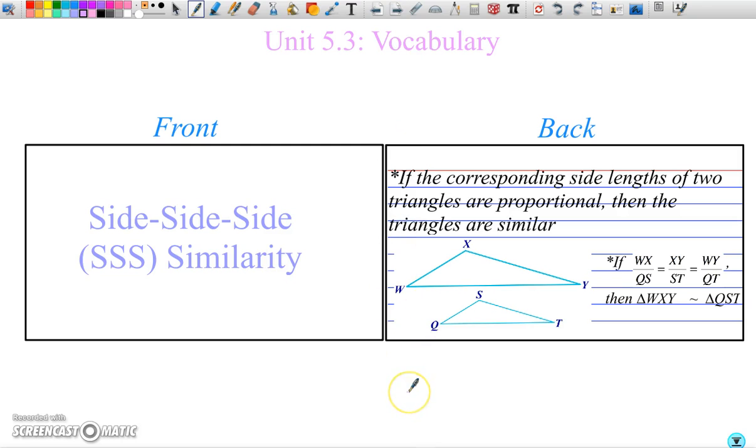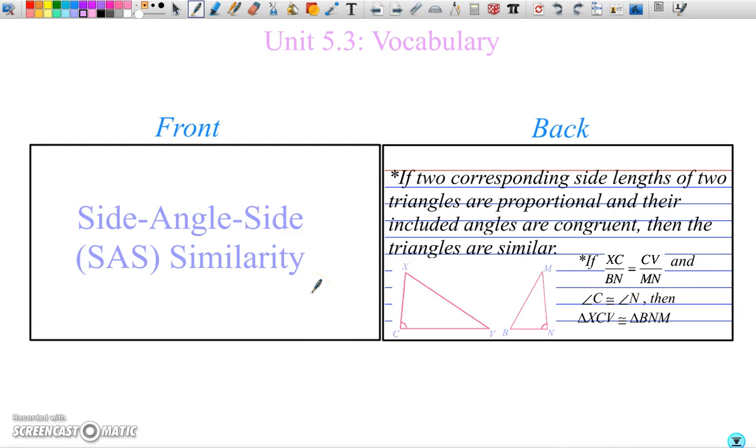The next thing that we have is side-side-side. And so again, instead of the sides being congruent, if they are all proportional, so this part right here, if you were to write out a more extended proportion and set them all equal and get the same number each time, then those two triangles will be similar.